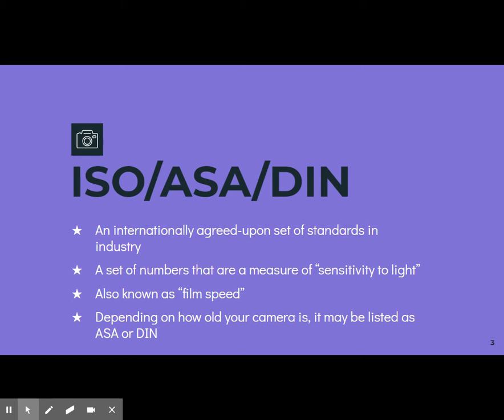ISO stands for International Standards Organization, and depending on how old your camera is, it may say ASA or DIN in the really old ones. You can either say the acronym ISO or pronounce it "eye-so," and both are technically correct and the subject of some debate in my own home.